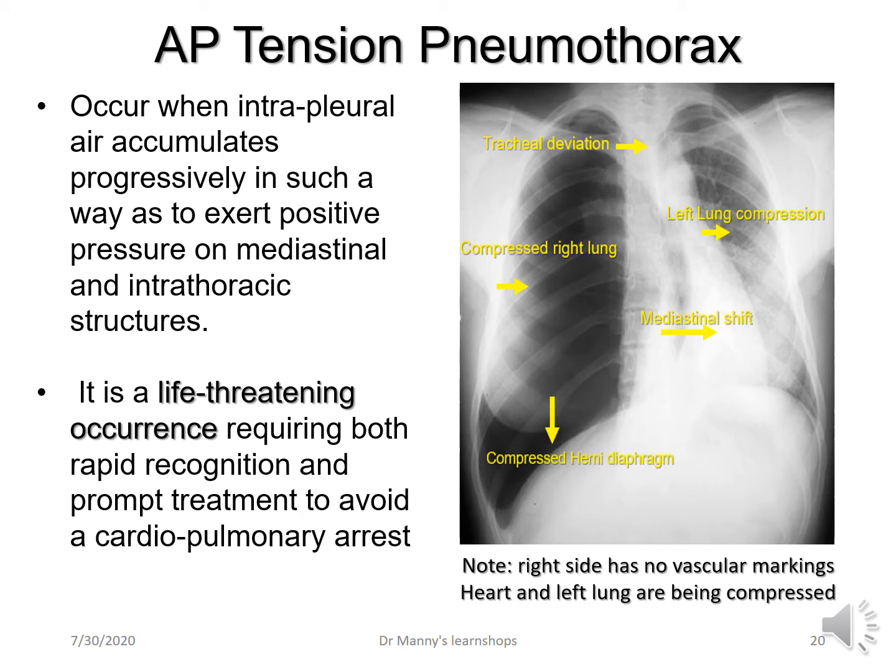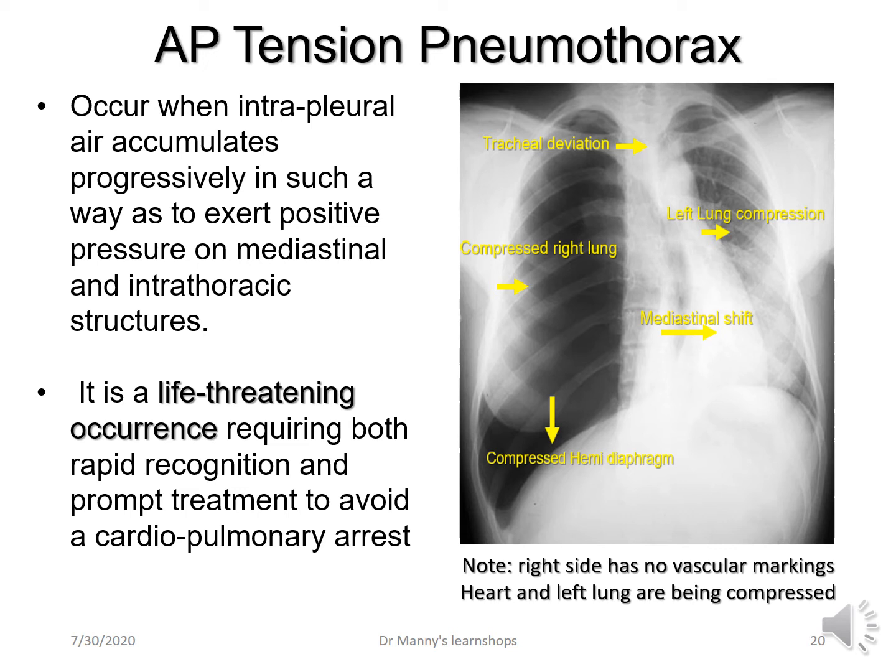If the pneumothorax becomes more problematic, it can become what is called a tension pneumothorax, which means it places the chest under a lot of tension. And this occurs when intrapleural air accumulates progressively in such a way to exert positive pressure on the mediastinum and the intrathoracic structures, especially the heart. And when a tension pneumothorax occurs, it's considered to be a life-threatening occurrence. You'll recognise that anyway when you see your patient in the flesh, when you do their physical assessment. And this requires both rapid recognition and prompt treatment to avoid a cardiopulmonary arrest. So if you look at the chest x-ray in front of you, look at the lungs. You would have already identified that you've got no air entry with auscultation on the right side.